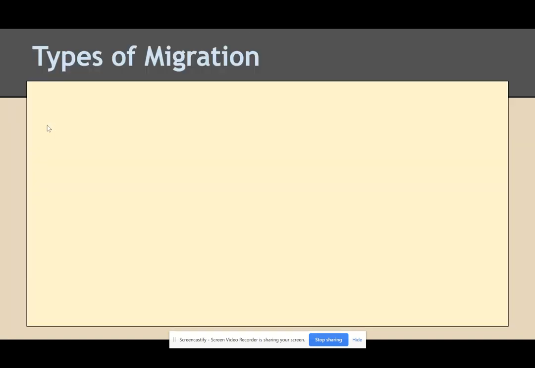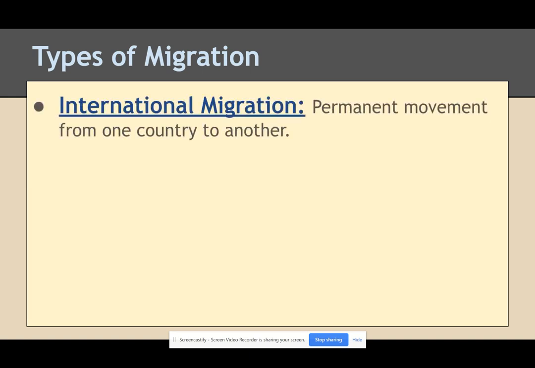Okay, so types of migration. As you look at migration, the first one that hopefully jumps out at you is international migration. International, going from one country to another. I always think of an airport, the international flights going from Spain to the United States. Some of you might have even flown an international flight before, which is awesome.